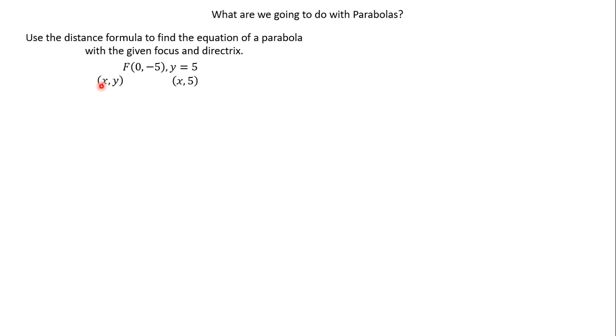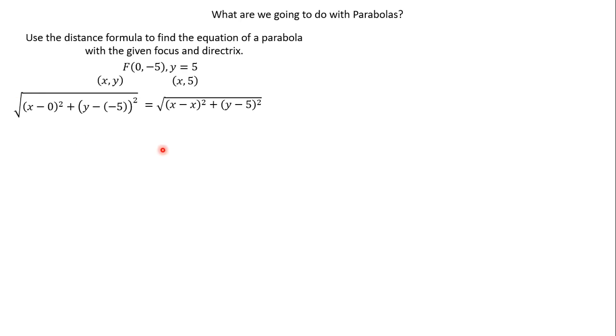So the distance from x, y to 0, negative 5, going to have the square root of x minus 0 squared plus y minus negative 5 squared. And then the distance from x, y to x, 5 is going to equal the square root of x minus x squared plus y minus 5 squared. We can simplify this. So x minus 0, that's just x squared. Here the x minus x is just 0. One of these goes away. That'll happen every time you do the parabola, because otherwise it would cancel out and we wouldn't have anything squared.